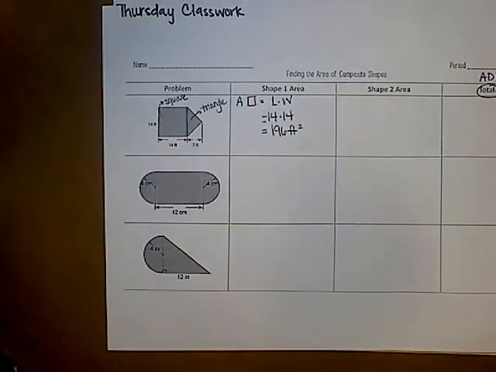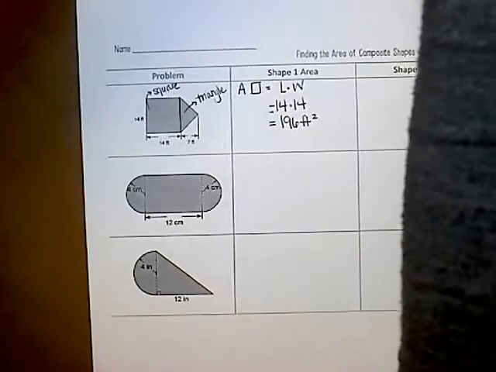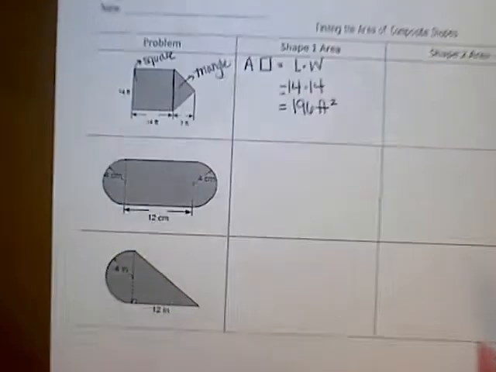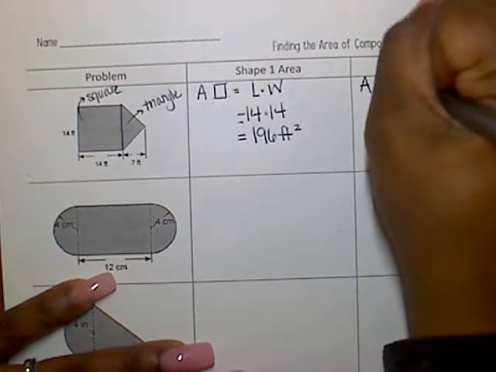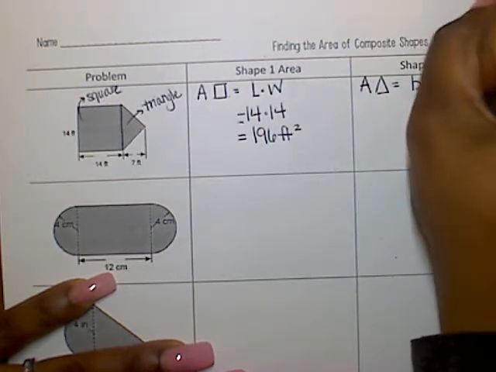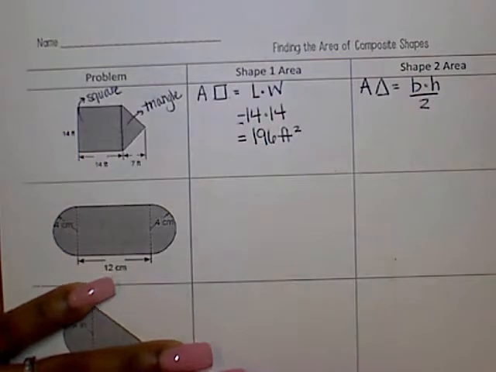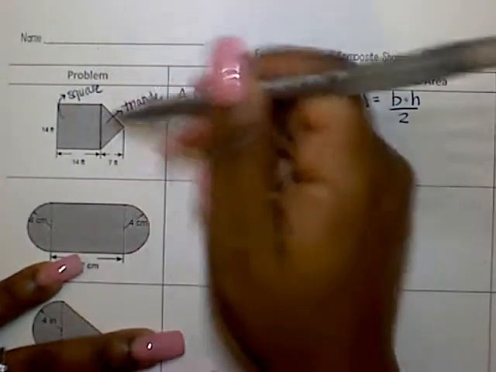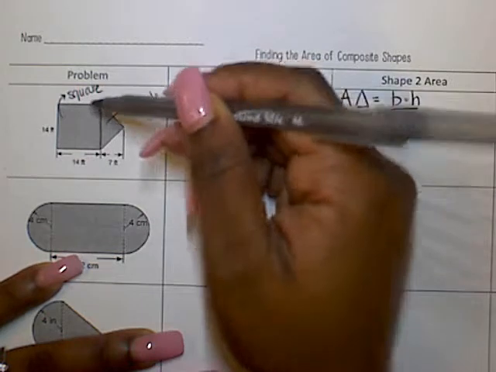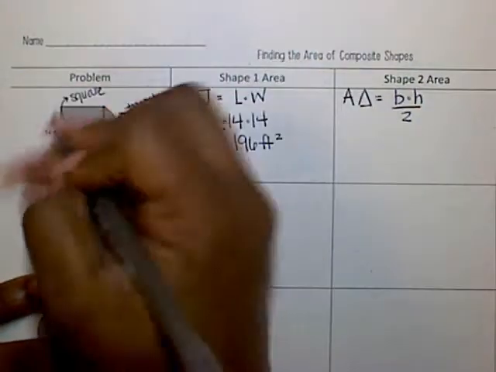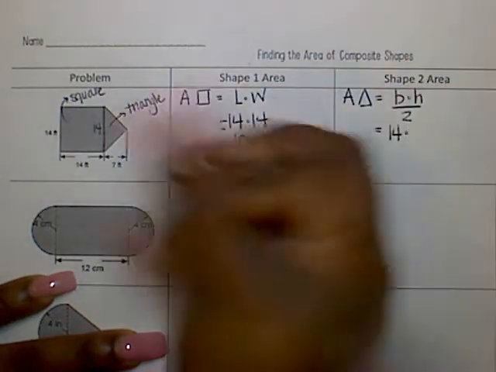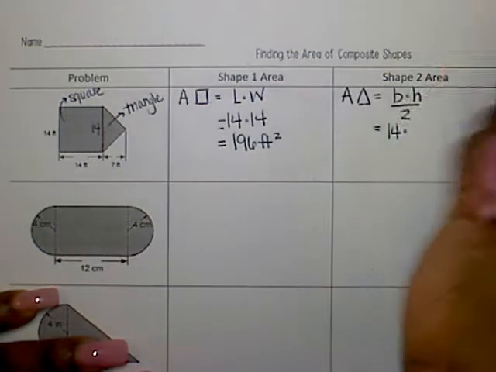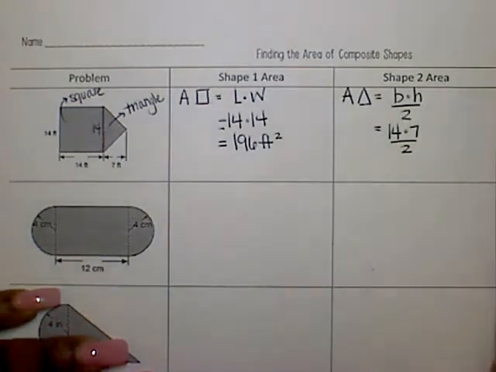Okay, and so then our next one is our triangle. We know the area of a triangle is base times height divided by 2. We have our base here, and we don't really see this side, but we know the sides of a square are all the same. So if this is 14, then it has to be 14 here. So our base is 14. Our height is up and down here, so 7, divided by 2.